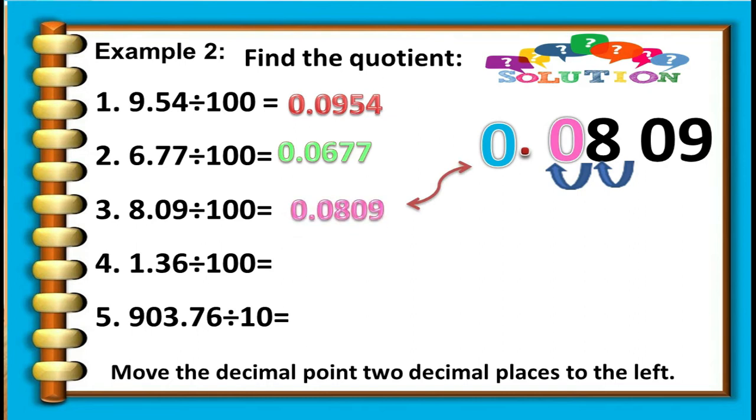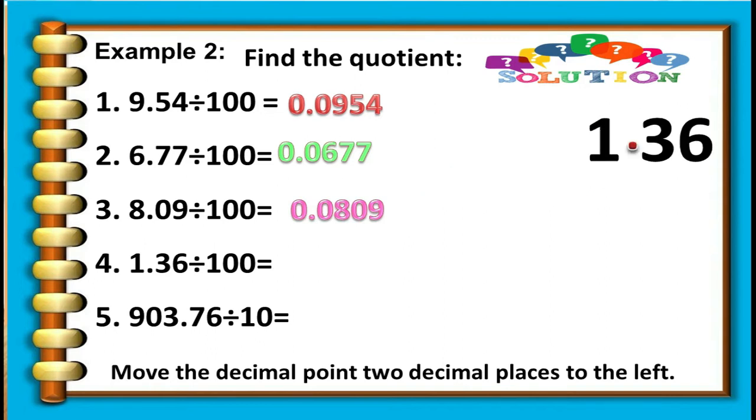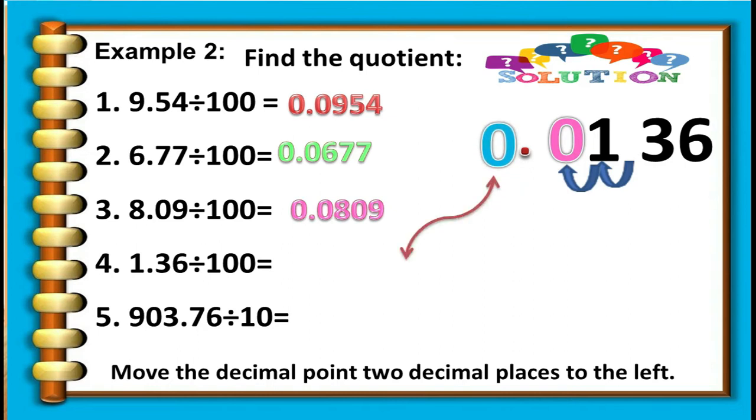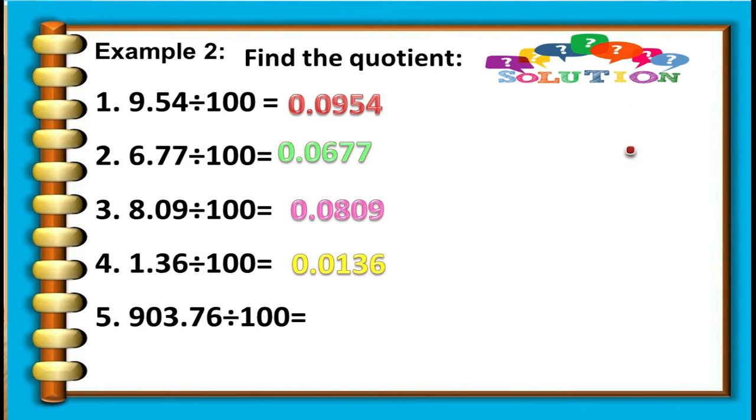809 10,000ths. For number 4, 1 and 36 hundredths divide by 100. We are going to move the decimal point 2 places to the left. 1, right 0, and 2. Move the decimal point here and then right 0. The answer is 136 10,000ths. Very good.